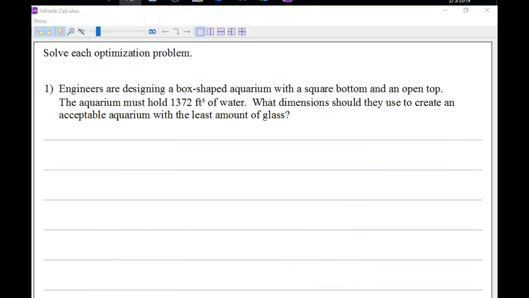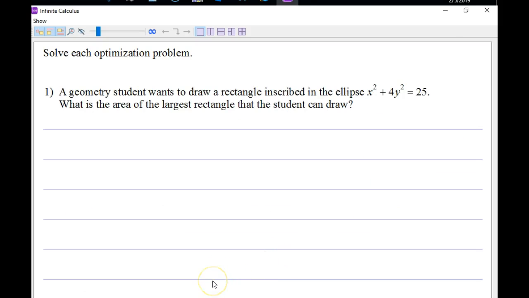Let's do another one. So let's do one like this. Go ahead and read the problem. Kind of sketch what you think that might look like. Now we have a rectangle inscribed inside of an ellipse. So we have an ellipse, and then we have a rectangle that's drawn inside of it.